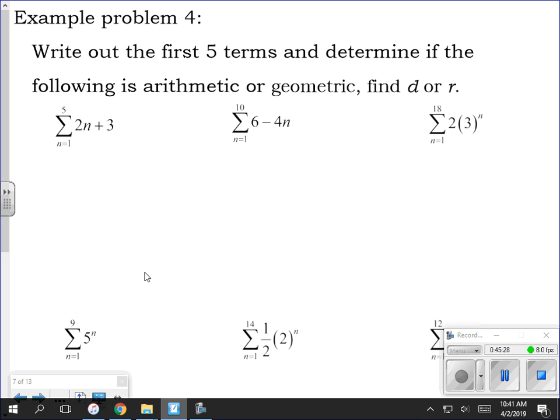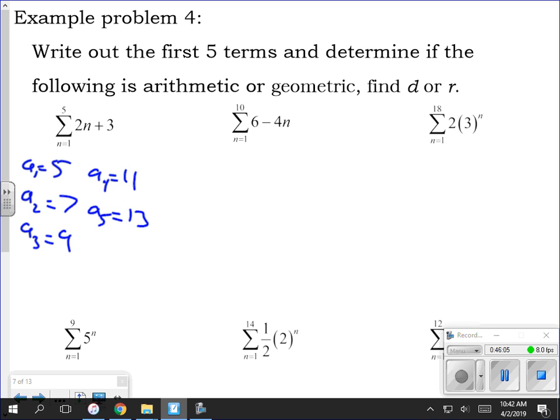So when I do this, I start with 1. I plug in 1 for n. So my first term, 2 times 1 plus 3, that's 5. So that's my first term, a sub 1. A sub 2, plug in 2 for n. 2 times 2 is 4 plus 3, that's 7. Plug in 3. My third term, 3 times 2 is 6 plus 3 is 9. My fourth term, a sub 4, 4 times 2 is 8 plus 3 is 11. My fifth term, 5 times 2 is 10 plus 3 is 13.